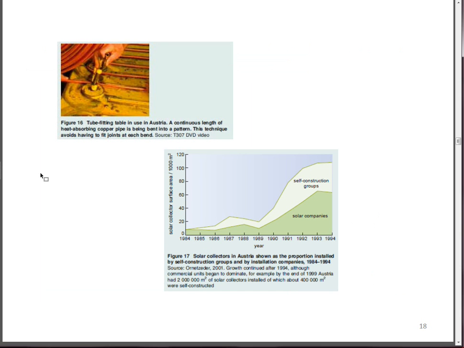Here's an example, figure 18, again from solar clubs in Austria. You see figure 16, tube fitting table, and figure 17, where we can see solar companies and self-consumption groups by year. So see the massive jump around 1989, and we will look at it again later.